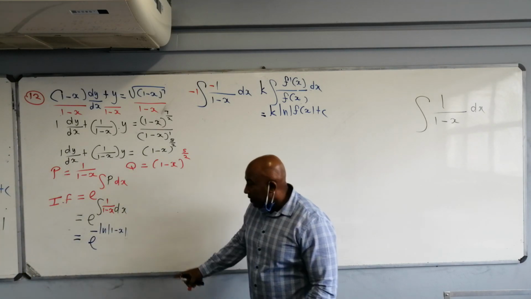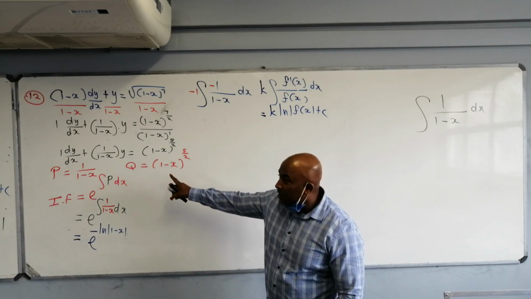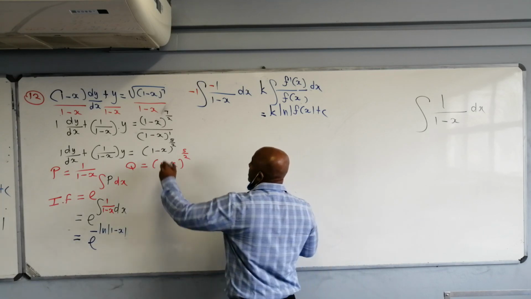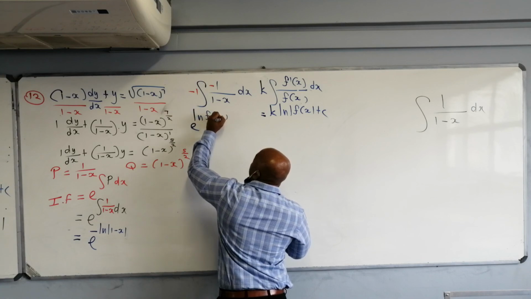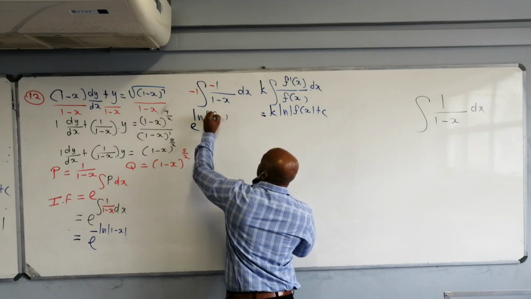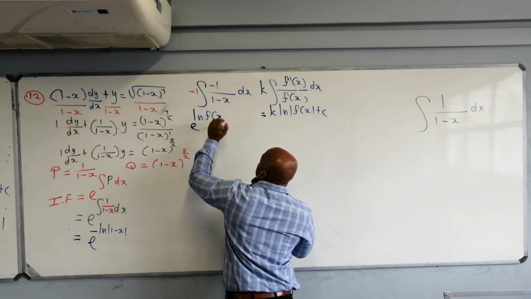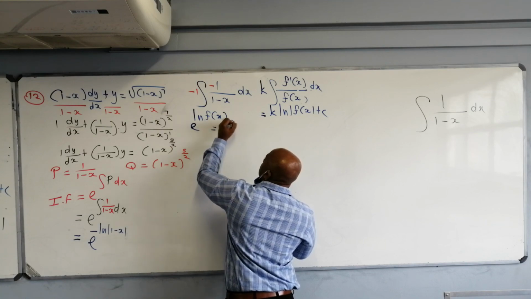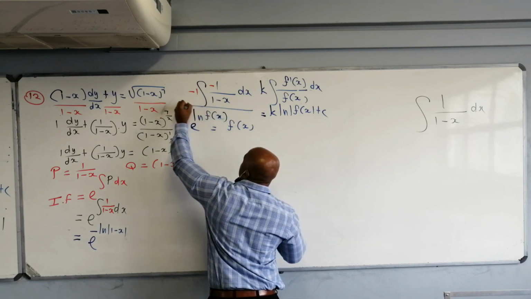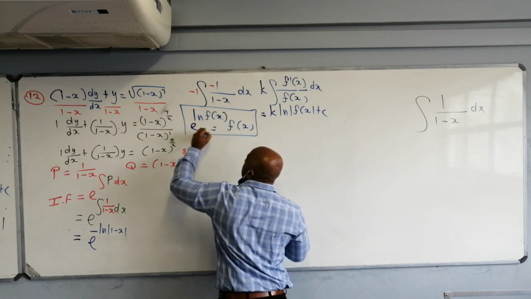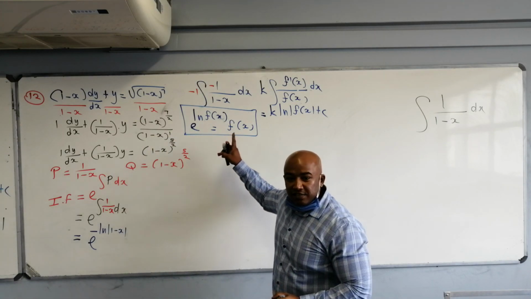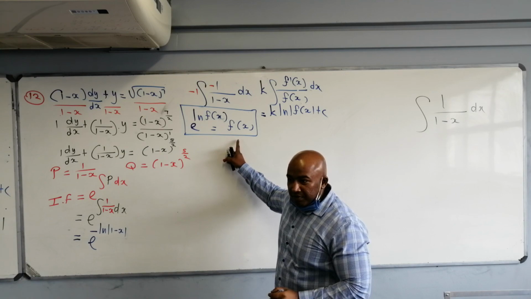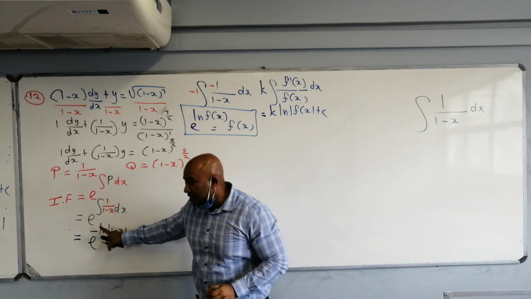Now, we need to remember that when we have e to the power ln, we need to simplify. Remember that e to the power ln f of x is equal to f of x. That is our log laws. In this case, it does not satisfy this condition. You must pay attention to the detail.